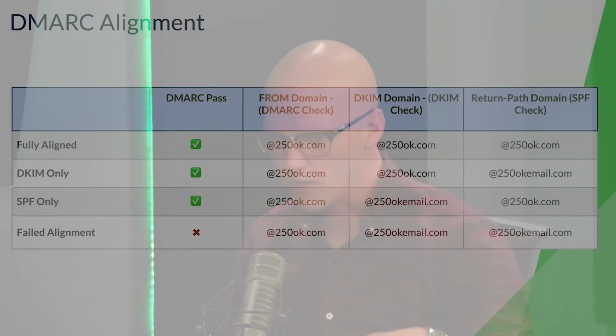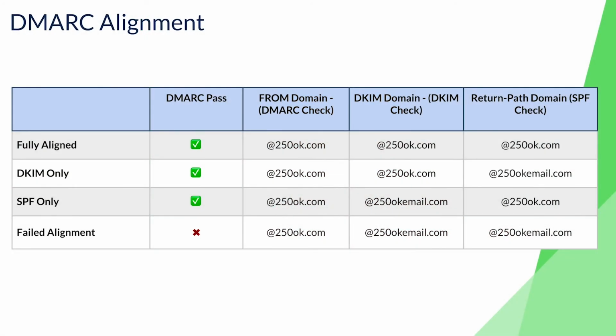So there's a couple of different ways to go about doing it, and you can set it as fully aligned, you can keep it as DKIM only, SPF only, but then you can also have your alignment full on fail. There's a couple of different options for it, but keeping everything fully aligned gives you a lot of power and makes it so that you have a really good, robust understanding of your infrastructure, your network, and really, who's sending mail on your behalf.